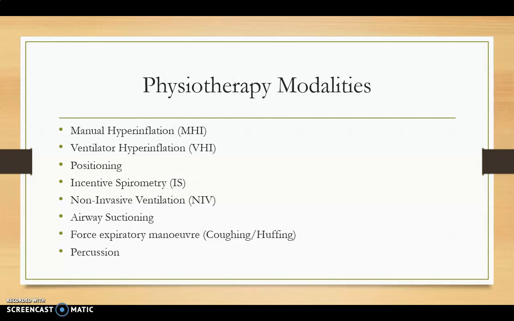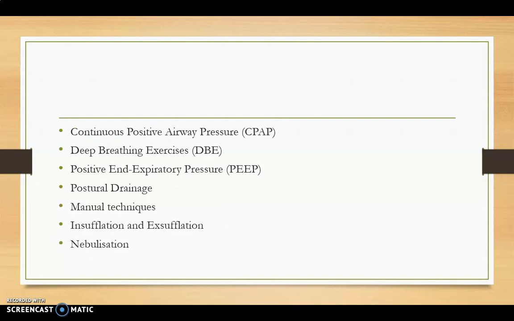We talked about one of the aims of PT being to clear secretion from the airway. So when the PT has mobilized the secretion utilizing various modalities for treatment, they will carry out airway suction in order to remove any secretion that has been mobilized to the central airway. We can use forced expiratory maneuvers such as coughing or huffing. You can use percussion. Also, continuous positive airway pressure, CPAP.